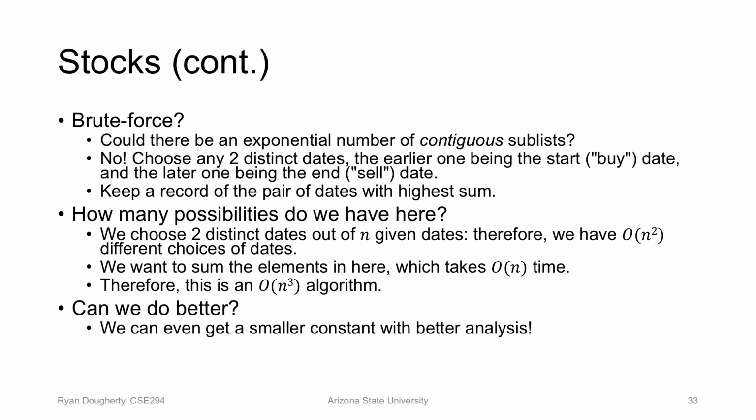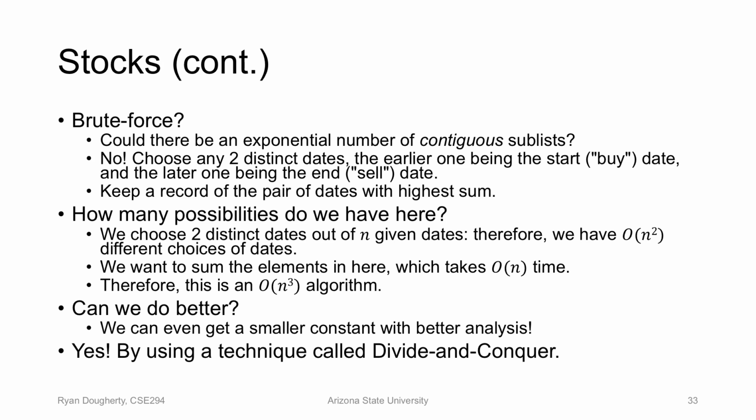Can we do better? If we even analyze the algorithm better, we can get a smaller constant that's hidden in the O notation, but it'll still be asymptotically n cubed. And there are some algorithms, not this one, that, given just a better analysis, you can get a better runtime asymptotically, which is quite cool. But here it's n cubed, even with better analysis.